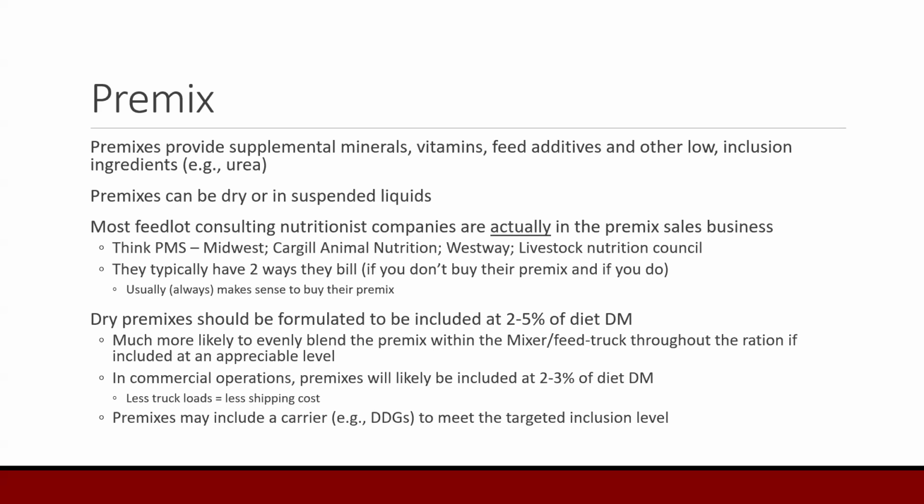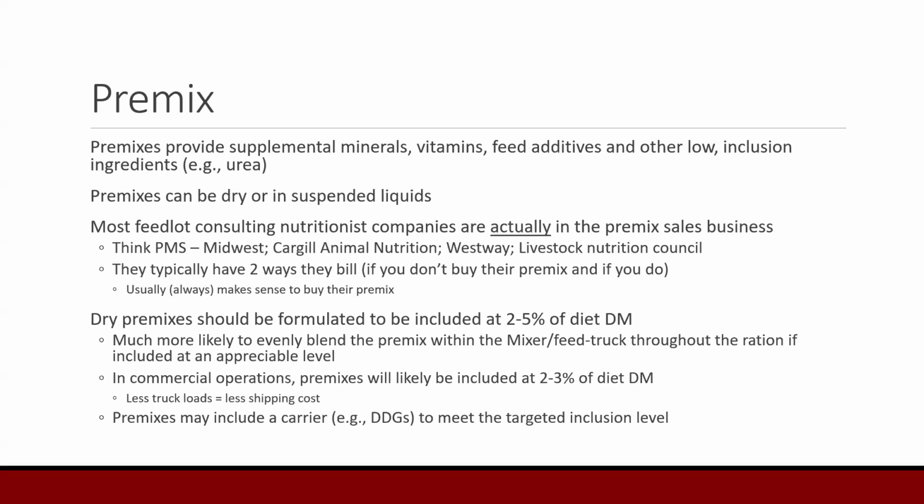Would I expect 300 pounds of this ingredient loaded into this 30,000 pound load to be evenly distributed throughout the feed when it gets mixed? So that is why we use premixes, and we will do it somewhere 2 to 5%. Commercial feed yards are more in the 2 to 3% of diet dry matter. They do that because lower inclusions mean they're feeding less of it, meaning they have to ship less of it, so it cuts down on shipping costs.